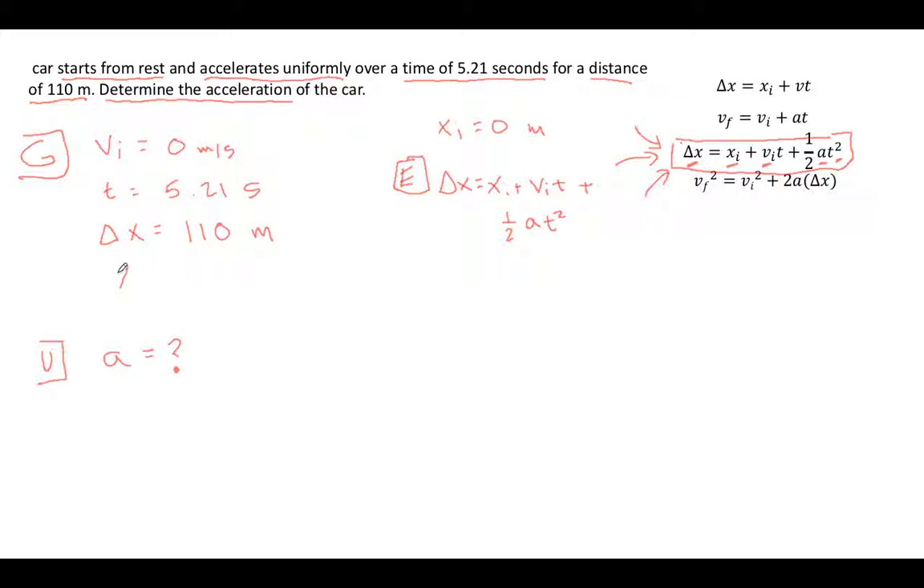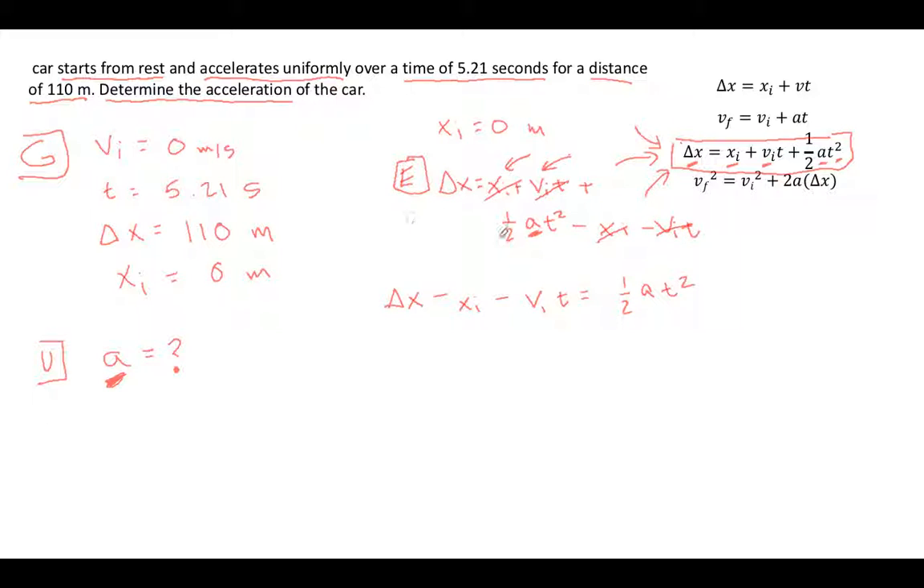Alright, let's make sure I write that down so I remember it. Okay, so what we want to do is get a by itself. So a is our unknown. To solve for a, we need to get it by itself. And we can start doing that by subtracting these from the equation. So we're going to say delta x minus xi minus vit equals 1/2 at squared. Because if we subtract these from this side of the equation, they'll cancel out these over here.